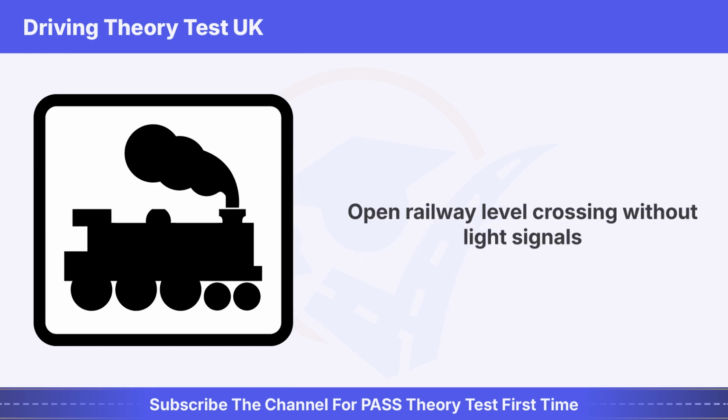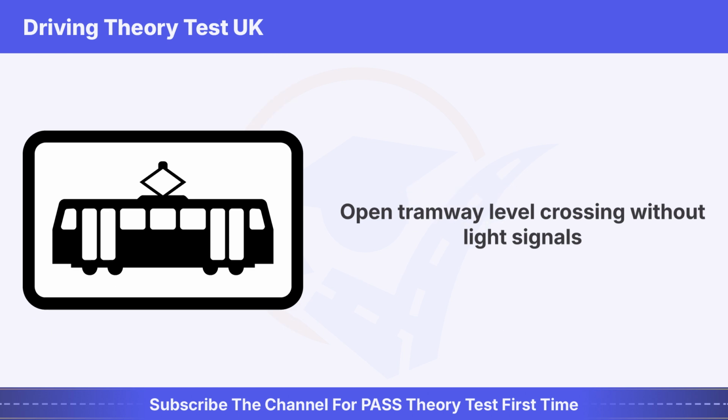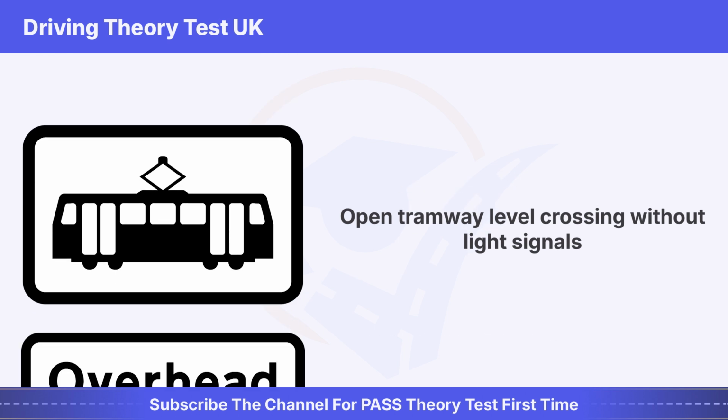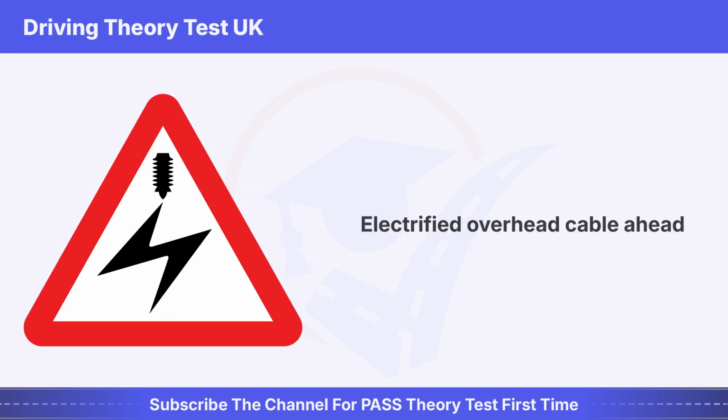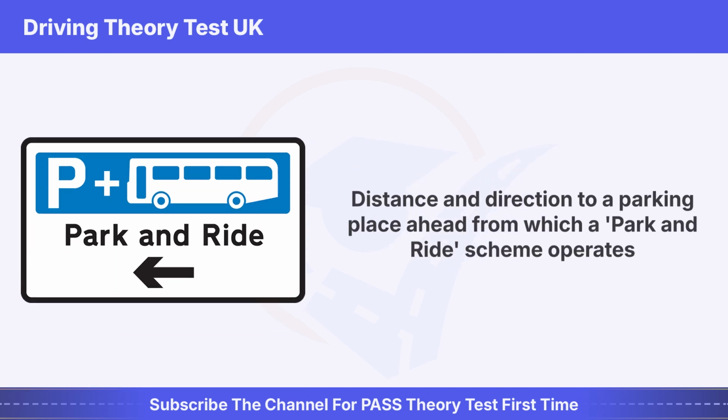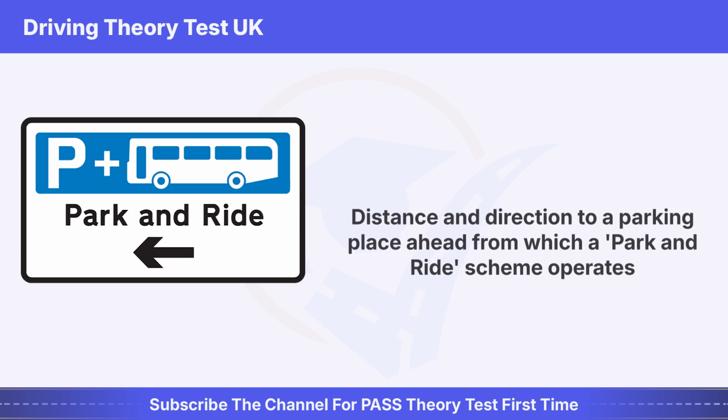Open railway level crossing without light signals. Open tramway level crossing without light signals. Overhead cable repairs ahead. Electrified overhead cable ahead. Distance and direction to a parking place ahead from which a park and ride scheme operates.